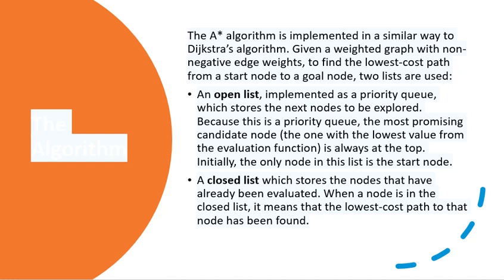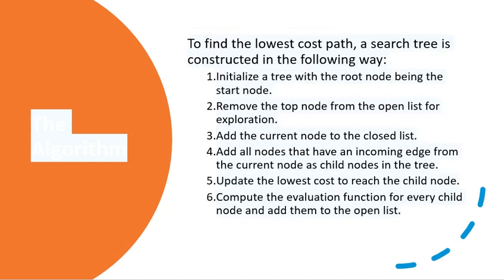Now, what is a closed list? In short, it contains those nodes which we have already explored. Now, to find the lowest cost path, we will build a search tree which is constructed in the following way. The first step is to initialize a tree with the root node being the start node. The second step is to remove the top node from the open list for exploration. The third step is to add the current node to the closed list. The fourth step is to add all the nodes that have an incoming edge from the current node as child nodes in the tree. The fifth step is to update the lowest cost to reach the child node.